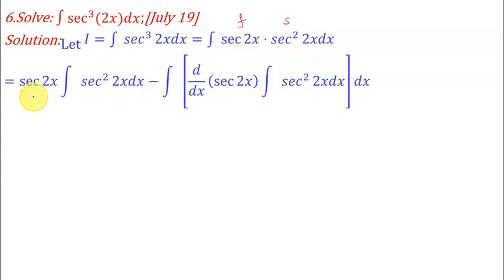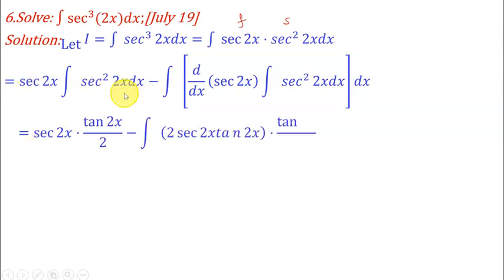Therefore by parts, first function into integral of the second minus integral in square bracket derivative of the first function into integral of the second function. Now solve this. Easy. Now sec of 2x, integral of the sec square 2x is tan of 2x upon derivative of 2x, which is 2, minus integral. What is the derivative of sec of 2x? That is sec of 2x into tan of 2x into derivative of 2x, which is 2 here. It's a composite function. Now what is the integral of sec square 2x? Integral of sec square 2x is tan of 2x upon 2.